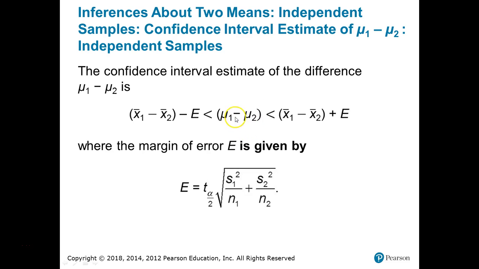Again, if our null hypothesis is that mu1 minus mu2 is 0, you are looking to see if the lower limit is negative and the upper limit is positive, and then that would include 0. If both are positive, it would not include 0, or if both are negative, again, it would not pass 0. And the margin of error is given by this equation right here.